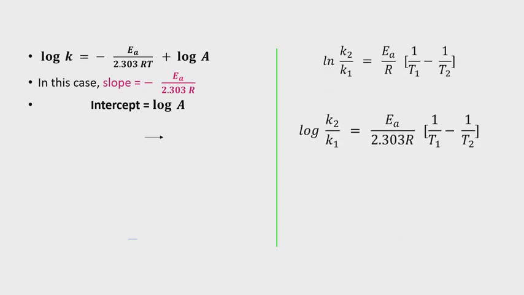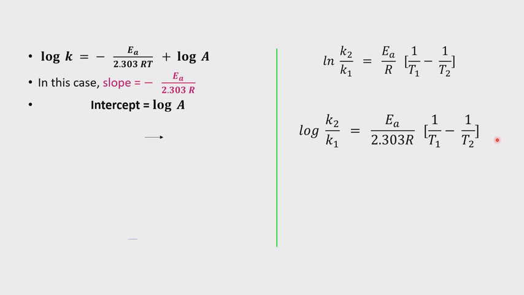Next, here two equations are present. ln k2 by k1 equal to Ea by R, bracket 1 by T1 minus 1 by T2. Again in terms of log, the second equation: log k2 by k1 equal to Ea by 2.303 R times 1 by T1 minus 1 by T2. Please don't confuse.